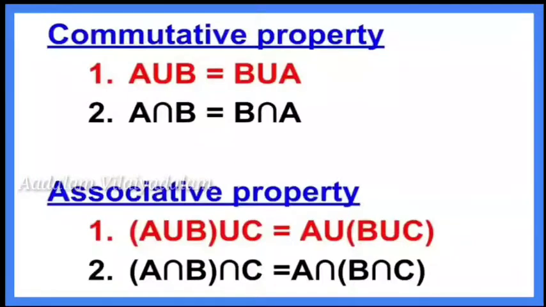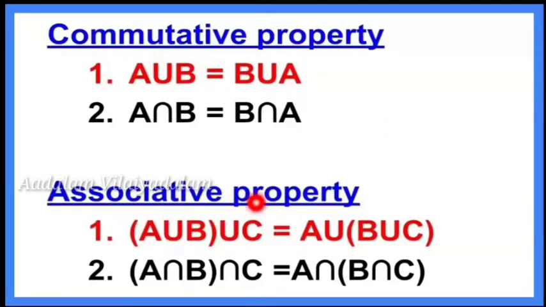Commutative property. The first one is A union B equal to B union A. The second one is A intersection B equal to B intersection A. The first one, A union B equal to B union A, is meant for union of sets, and A intersection B equal to B intersection A is meant for intersection of sets.